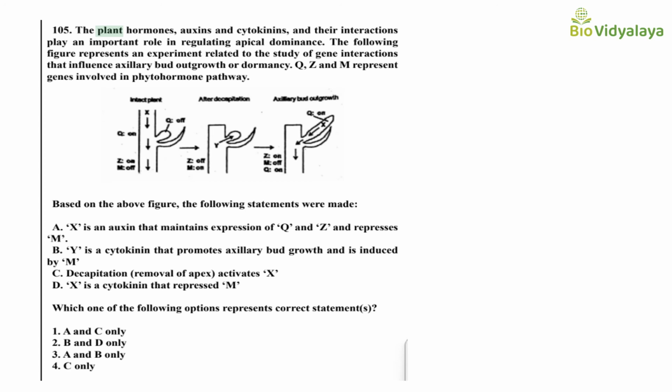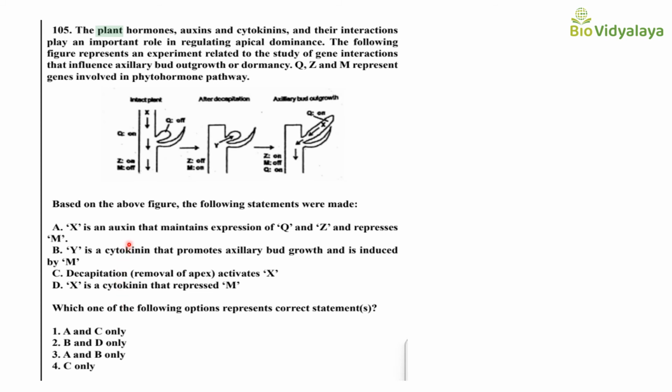So here in this picture we can see X, Z, M like that. Okay, this Q, Z, M represent genes involved in the phytohormone pathway. Based on the above figure, the following statements were made.